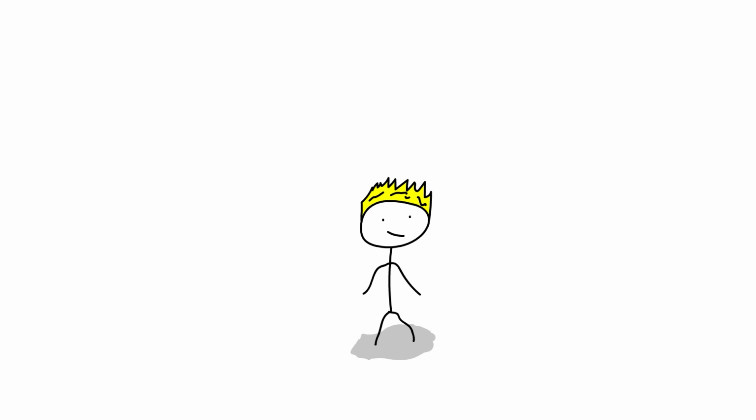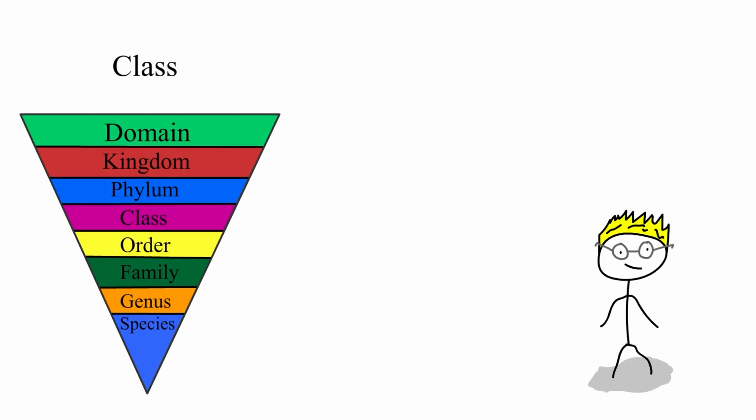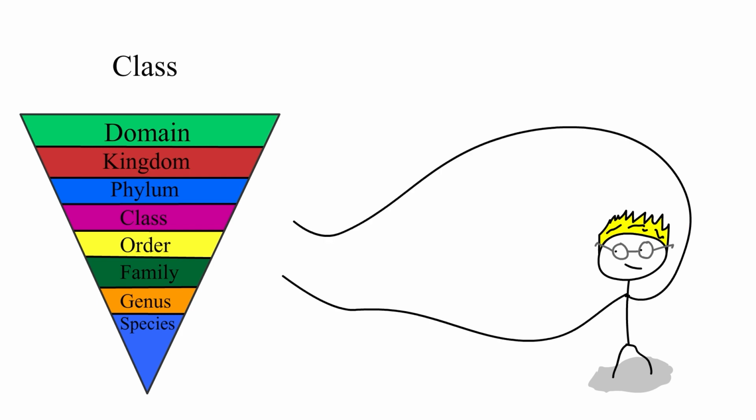Now, before I dig into these funky little worms, I want to clarify a couple terms that I'll be using repeatedly throughout this video. Class. Classification between phylum and order. Refer to this handy-dandy triangle for relative specificity.